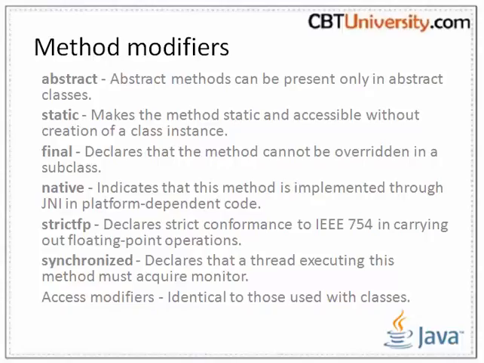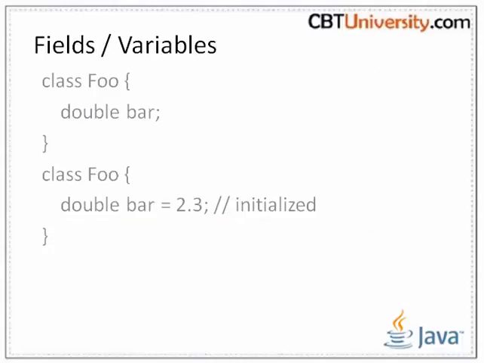Strictfp. This declares strict conformance to IEEE 754 in carrying out floating point operations. Synchronized. This declares that a thread executing this method must acquire a monitor. For synchronized methods, the monitor is the class instance, or java.lang.Class if the method is static. Access modifiers are identical. Fields or class variables can be declared inside the class body to store data. Fields can be initialized when declared.